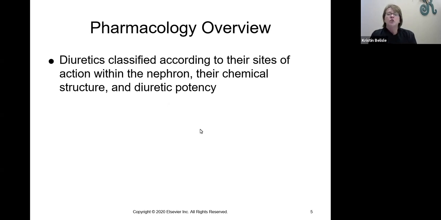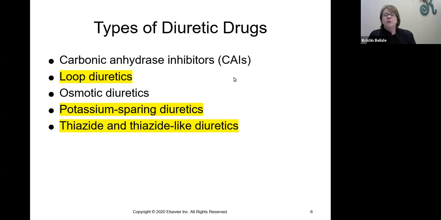Our overview of pharmacology, just so you know: diuretics are classified by their sites of action within the nephron, their chemical structure, and their diuretic potency. That's how they're classified. So we have different diuretics out there. Tonight, what I want to cover is loop diuretics, potassium diuretics, and thiazide and thiazide-like diuretics. Notice I highlighted those in yellow. I'm not really going to talk about the CAIs, the carbonic anhydrase inhibitors, but I want you to know they exist, and we will talk about them in another lecture. Also, your osmotic diuretics we'll talk about in another lecture.